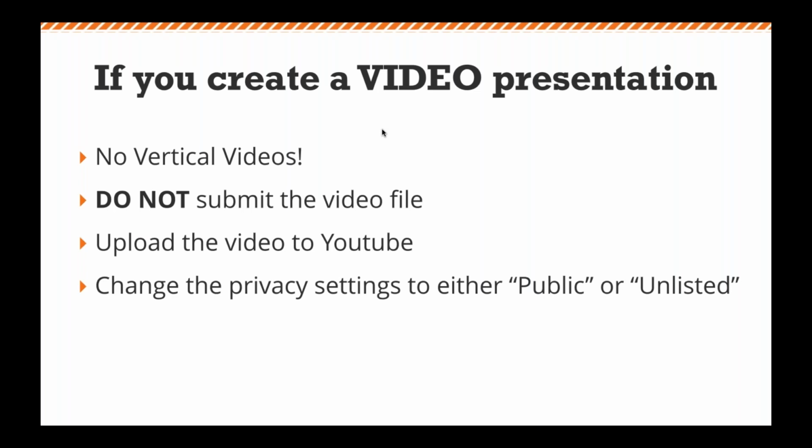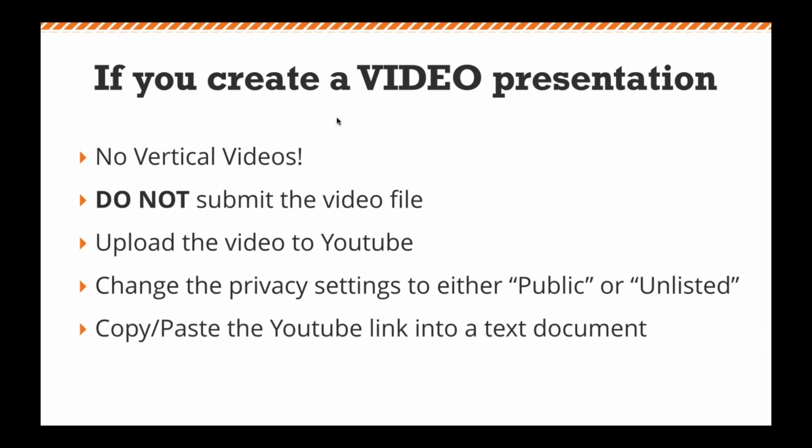The only difference between those two is public will make it available to anyone who might come across it. Unlisted only makes it available to people who you send the link to directly. Otherwise, it's hidden from anybody else finding it online. But if it's set to private, then if you send me the link, I won't be able to access it. All right, so make sure it's either public or unlisted. And then just like I said with the other online presentation tools, just copy the YouTube link onto a Word document or text document and then submit the text document.